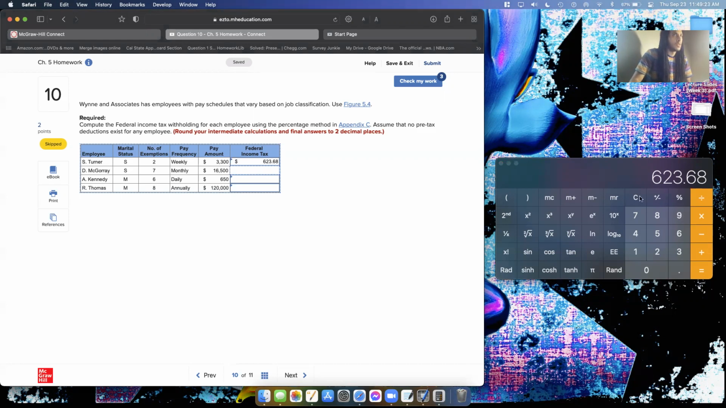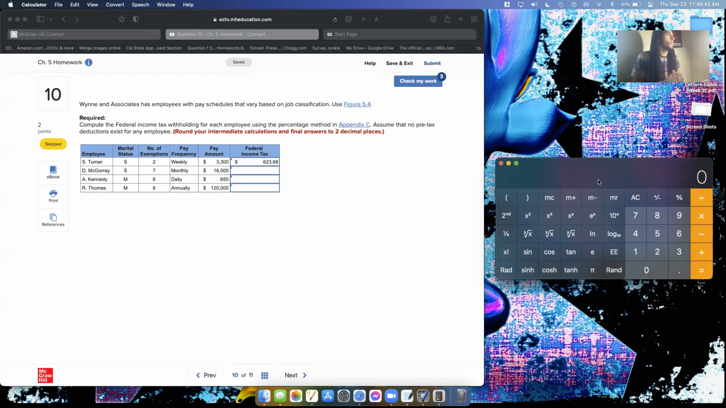Next, we're going to tackle D. McGorry. So D. McGorry is also single. However, you're going to notice a few key differences. D. McGorry has 7 exemptions, is paid monthly, and is paid $16,500 per paycheck. So again, what's the first step?